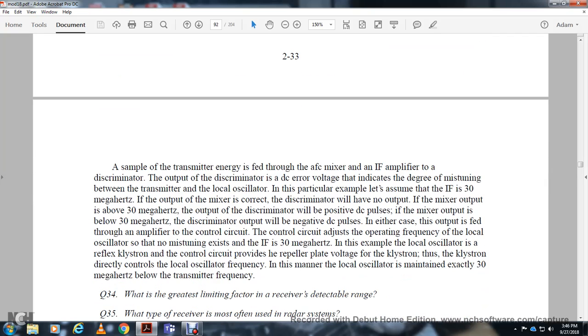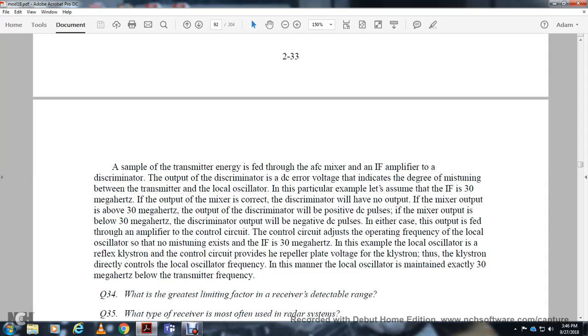A sample of the transmitter energy is fed to the automatic frequency control, next to the intermediate frequency amplifier and discriminator. The discriminator output is a DC error voltage indicating the difference between the transmitter and the local oscillator. In this particular example, let us assume an intermediate frequency of 30 MHz. If the mixer output is correct, the discriminator will have no output. With a mixer output above 30 MHz, the discriminator output will be a positive DC pulse. With a mixer output below 30 MHz, the discriminator output will be a negative DC pulse.